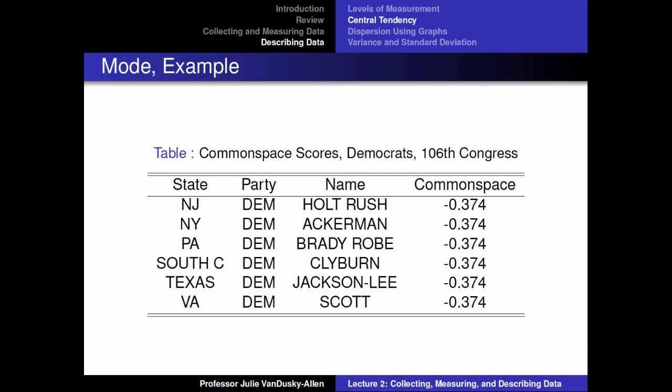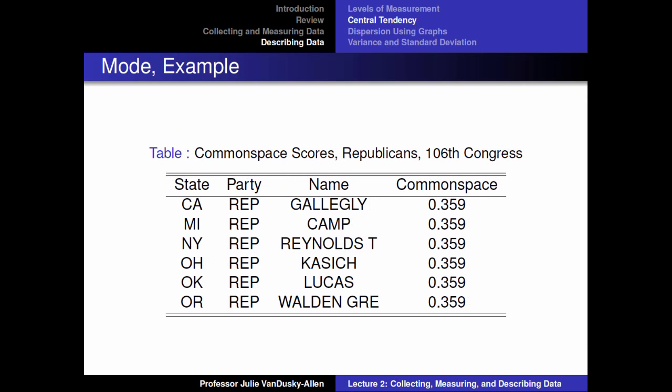I arranged the Commonspace scores from smallest to largest and found two modes in the dataset, one for Democrats and one for Republicans. For Democrats, there were six observations that took on a value of -0.374. For Republicans, there were 6 observations that took on a value of 0.359. No other value in the dataset repeated itself more than 6 times.